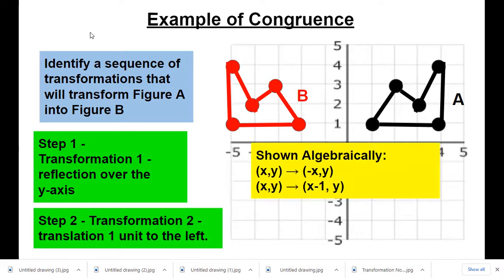If we were going to show this algebraically, (x, y) would result in (-x, y) because the reflection over the y-axis changes the sign of the x coordinate. And the second one would be (x - 1, y), where y stays the same, and you would subtract 1 from the x coordinate of every vertex.